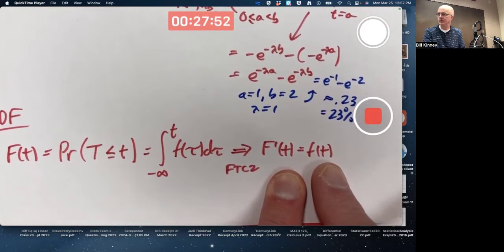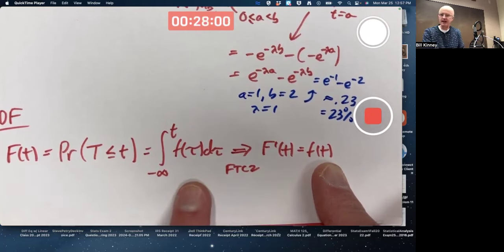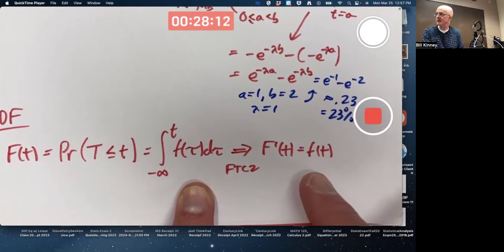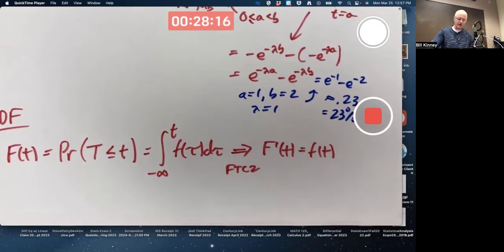Capital F is an antiderivative of little f. That's the point. You can use the integral to abstractly represent the antiderivative, even if this doesn't end up having a simple formula, even if it involves like erf or Fresnel or whatever. Could be some function you've never heard of before. It's still true that its derivative is the PDF. For this example, it does work out fairly simple.